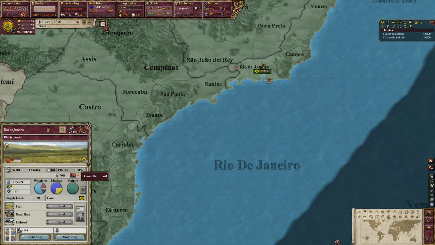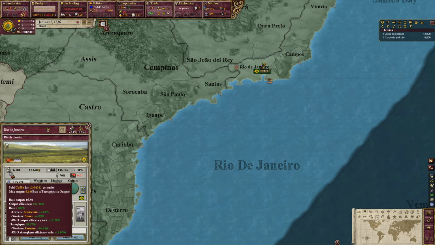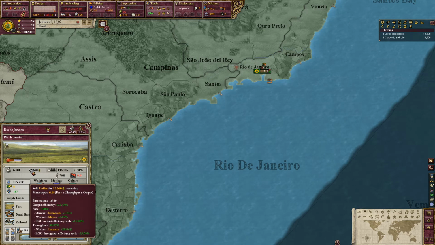And then I'll just show you who the controller is, which, if you notice, says controller, not owner. So if it's occupied in a war, it won't say Brazil. This will show you what resources are in the province, how much money they're selling it for, and what the output is. You'll also see that same number for how much they're selling it for right there.